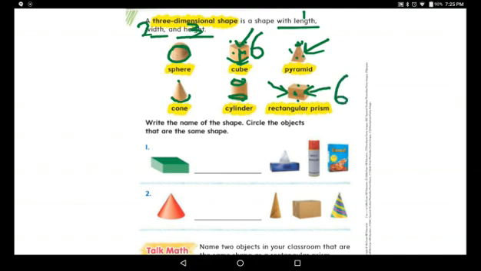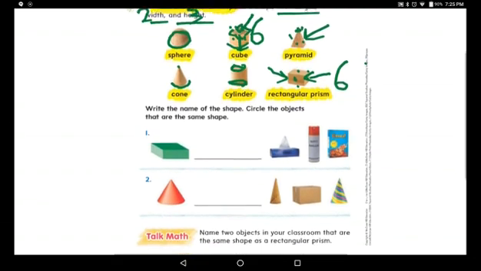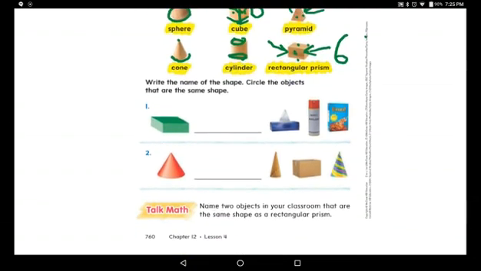Okay, let us try to count the vertices. The vertices are the corners. Here we have 1, 2, 3, 4, and there is another 4 at the bottom, so it has 8 corners or vertices. Exactly like the cube, the rectangular prism also has 8 vertices or corners. Great job.